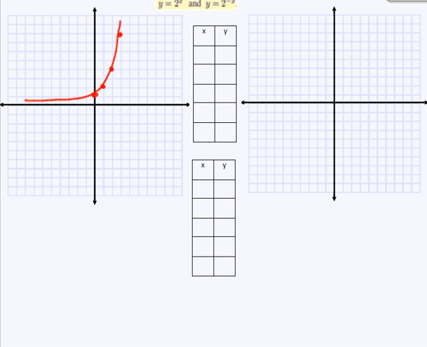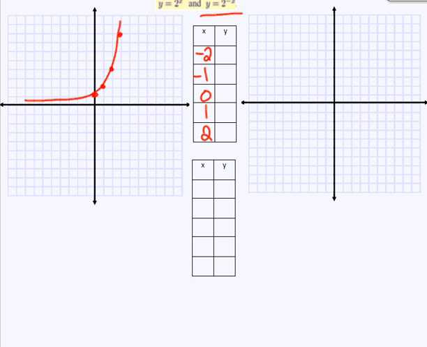Okay, we've got 2 to the x and 2 to the negative x. Let's just go through these. We've got negative 2, negative 1, 0, 1, 2 as our x values. We're going to plug those into this equation and calculate what our points will be.